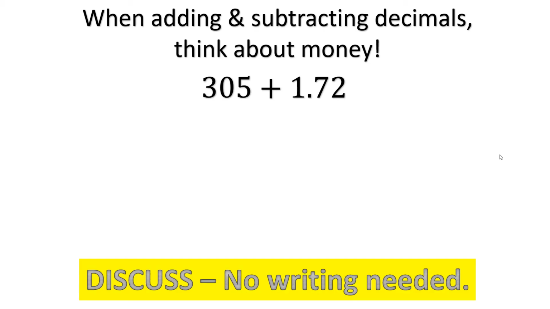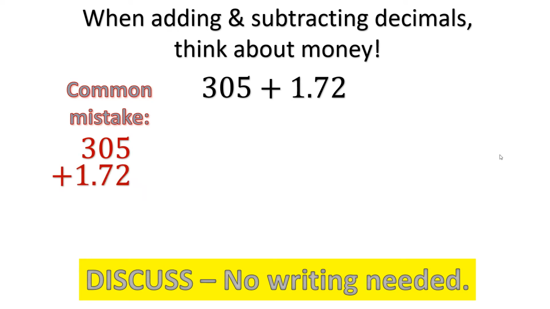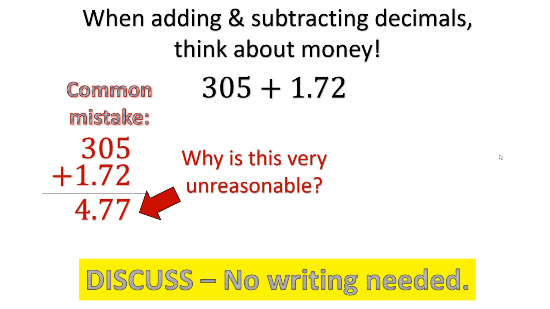So in class, we talk about how it helps to think of decimals as money. So if we have $305 plus $1.72, hopefully you won't make the common mistake. So this is the common mistake. It's not worrying about the decimal placement and just adding straight down. And hopefully, if this happens to anyone, they'll look at it and think it's very unreasonable, because if you start with $305 and you're adding more money, you shouldn't have that value shrink to $4.77. So $4.77 being much, much too small.